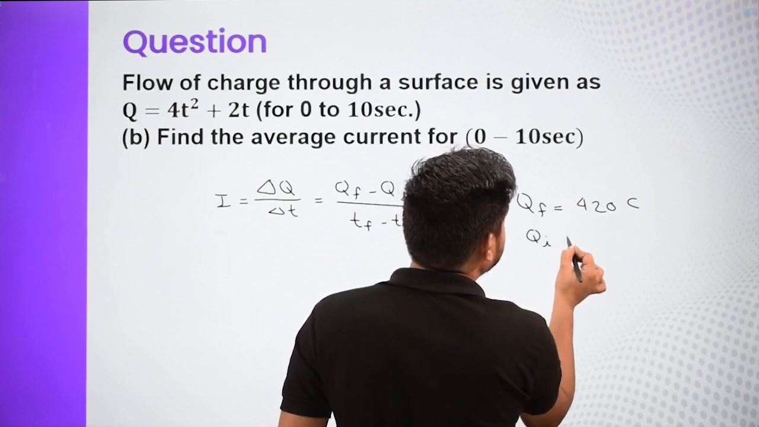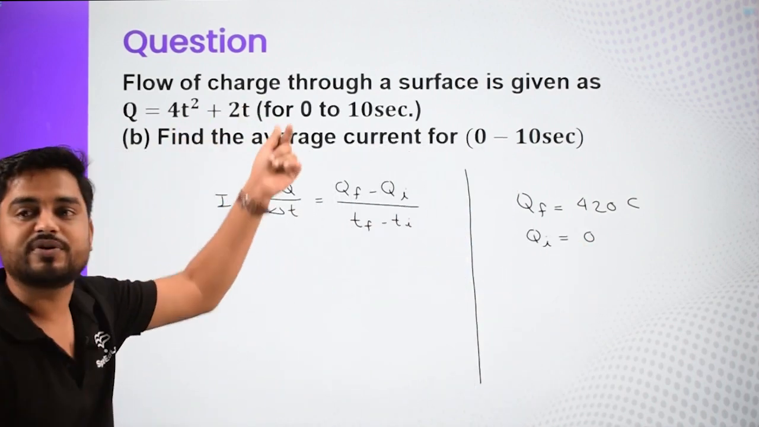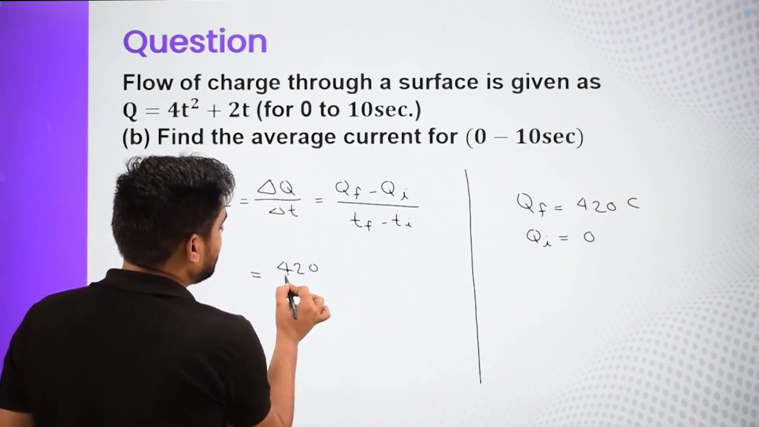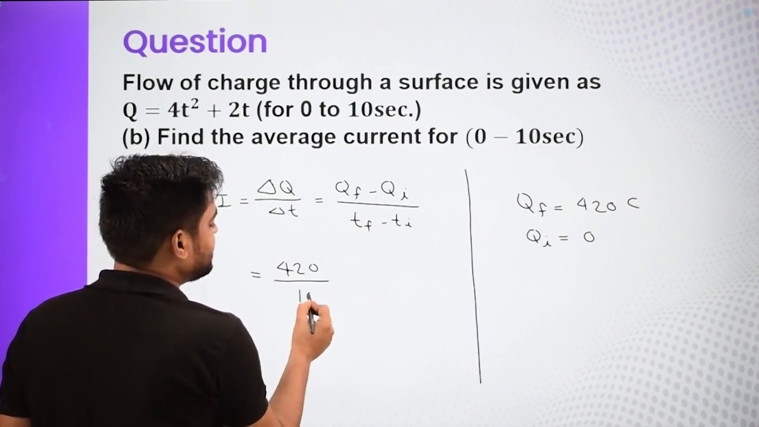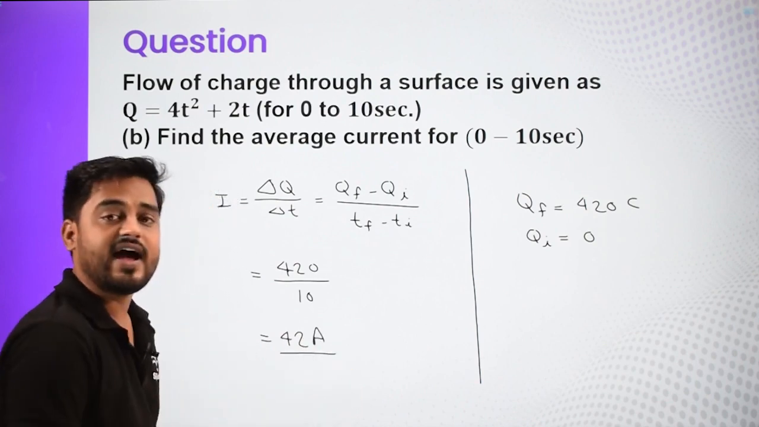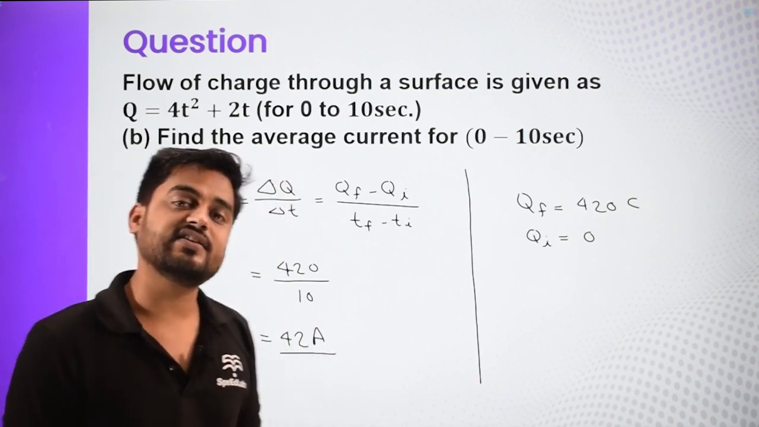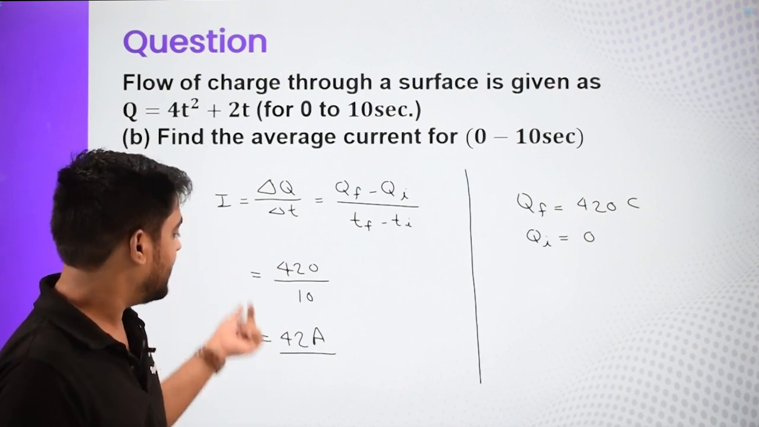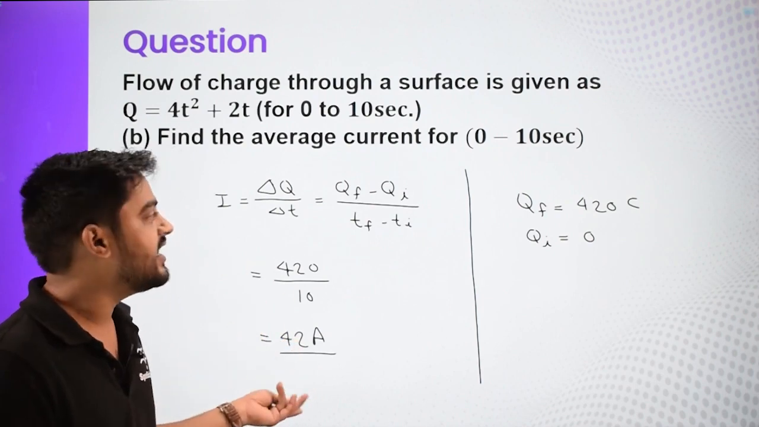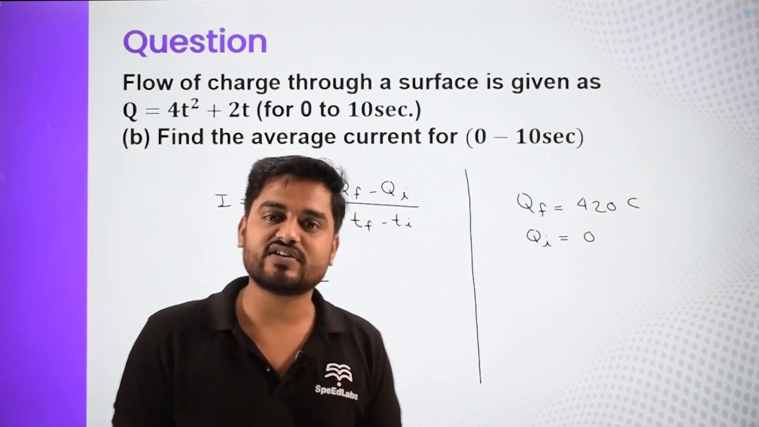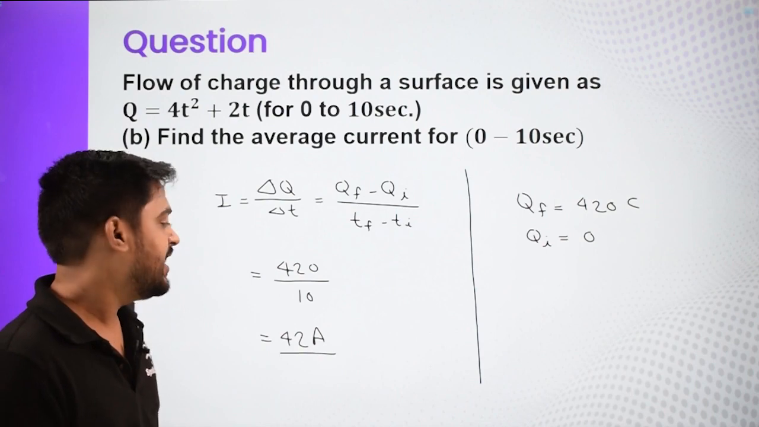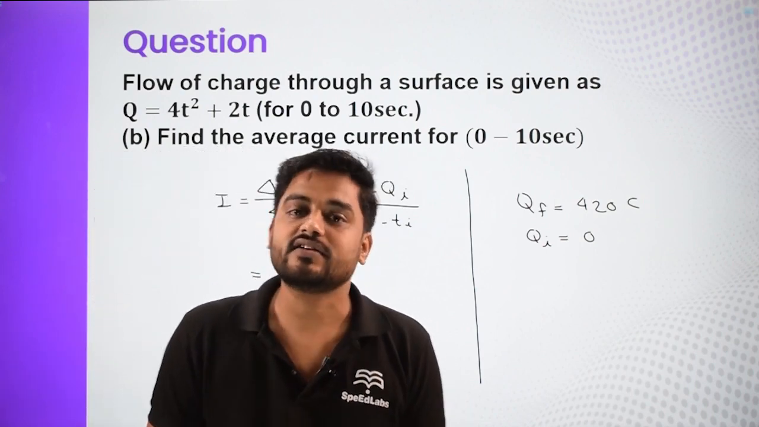And Q initial, if you put t is equal to 0, is 0 plus 0, which is 0 only. So this is nothing but 420 minus 0, that is 420 over 10 minus 0, the duration is 10 seconds. And eventually we are getting 42 ampere again. So we can say that in 10 seconds, the total charge flowing is 420 coulomb, and the average current is this. Now this is the same as at t is equal to 5 because that is a symmetric distribution. This is a parabola, so that is a symmetric distribution. That's why it is the same. But it is not necessary that you will always get the same answer.